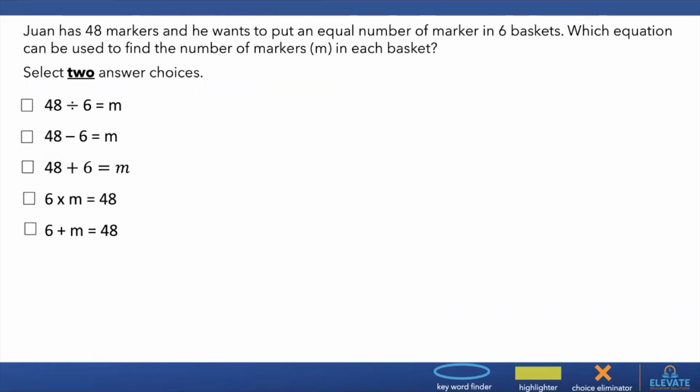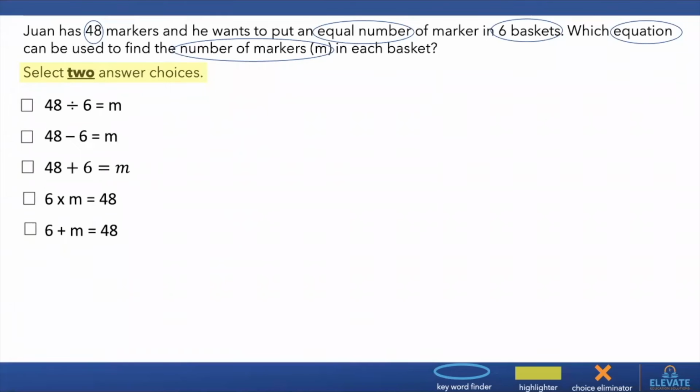Juan has 48 markers, and he wants to put an equal number of markers in 6 baskets. Which equation can be used to find the number of markers, M, in each basket? Select 2 answer choices. After we have read the question, it is important that we circle the keywords and key numbers. Our keywords and key numbers are 48, equal number, 6 baskets, equation, and number of markers M.